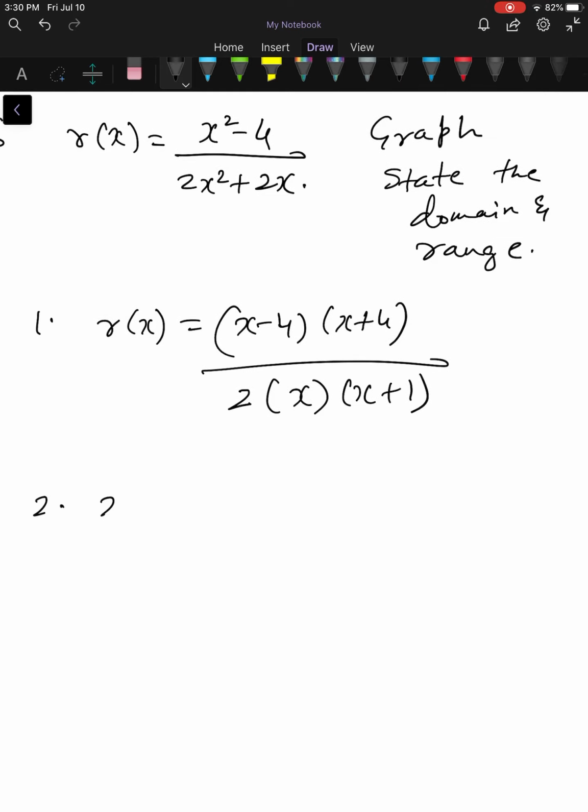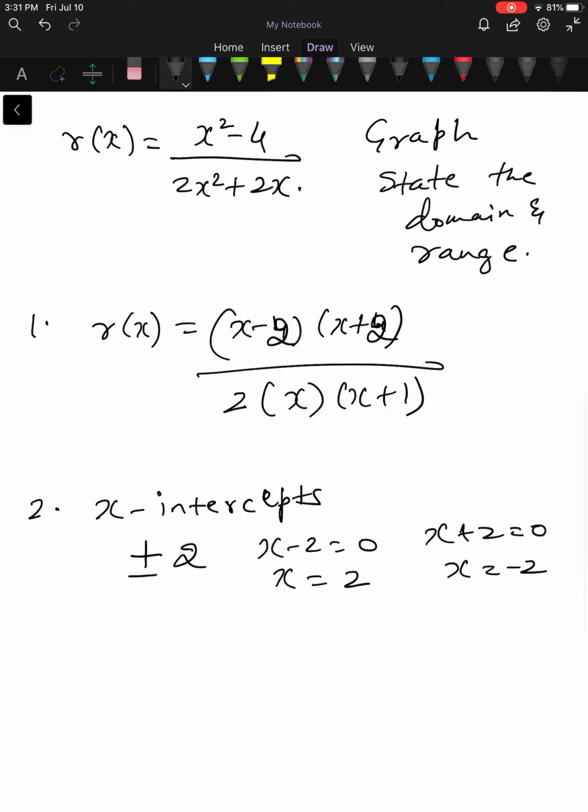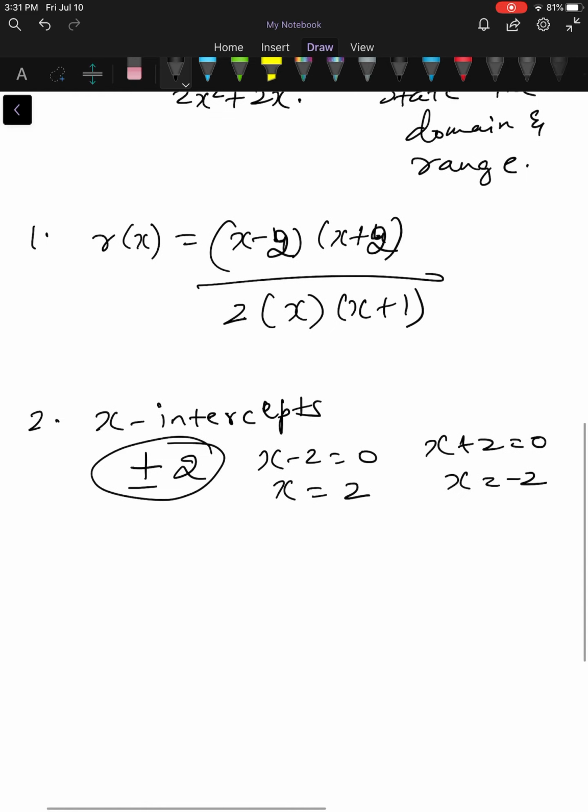Next, the second step was to find the intercepts. The x-intercepts are the zeros of the numerator. What are the zeros of the numerator? They come from x minus 2 and x plus 2, so it is plus or minus 2, correct? Because when x minus 2 is equal to 0, x is equal to 2, and when x plus 2 is equal to 0, x is equal to negative 2. So these are the x-intercepts.